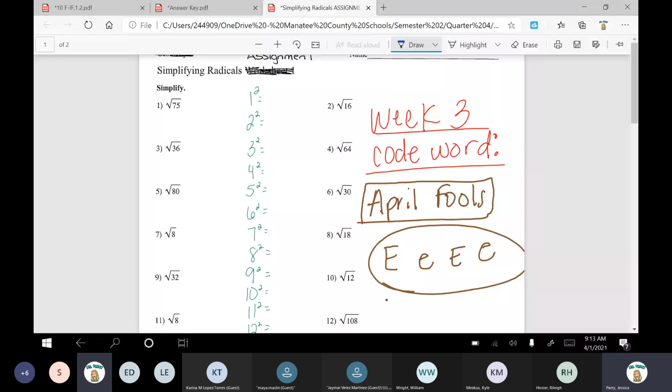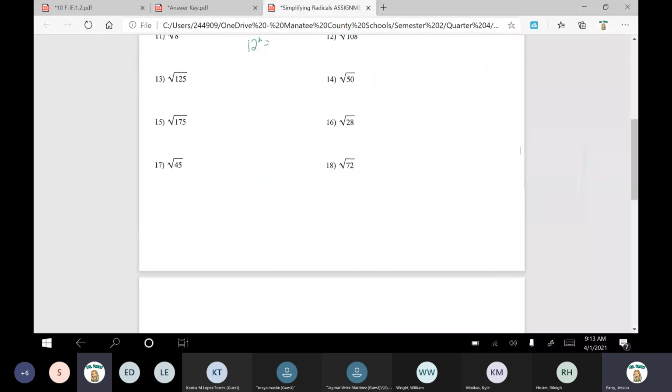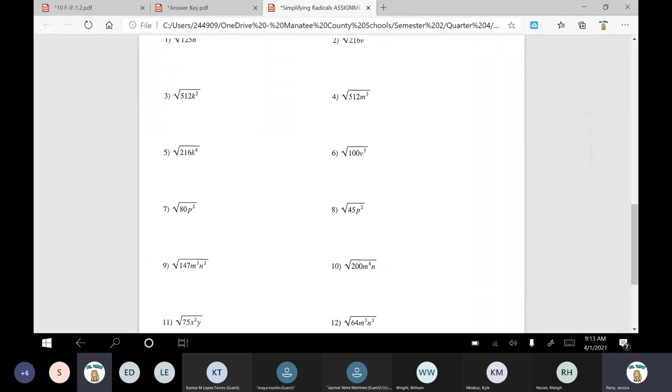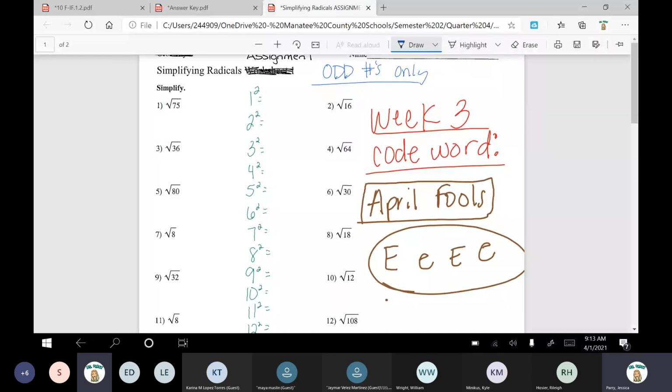So our assignment is on simplifying radicals. You're only going to be doing the odd numbers on both pages, page 1 and page 2. There's a total of 2 pages here, and you're doing all of the odd numbers. That's pretty much only the left side of the paper. 1, 3, 5, 7, 9, all the way down on the left side of the paper.